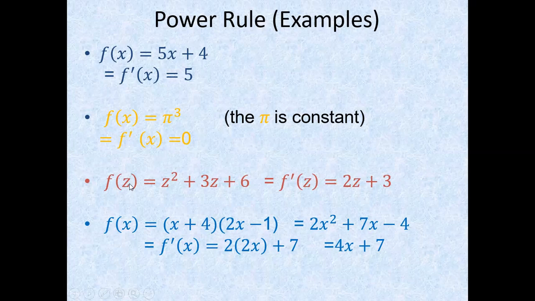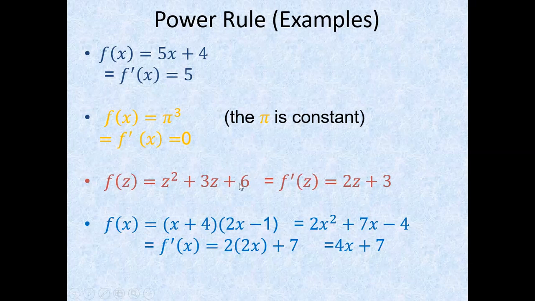What about f of z equals z square plus 3z plus 6? We see that this is z square, so we pull out 2 here, and 2z to the power 2 minus 1 will become 1. We have 2z here, and plus 3z. z has power 1, so it will be 3 into 1, 3, plus 6.